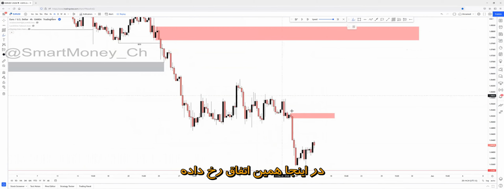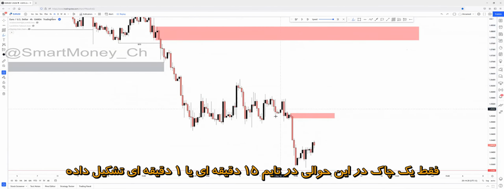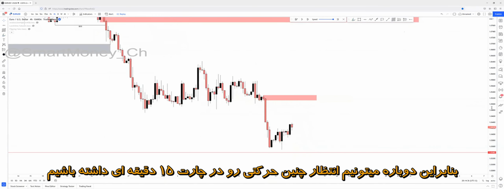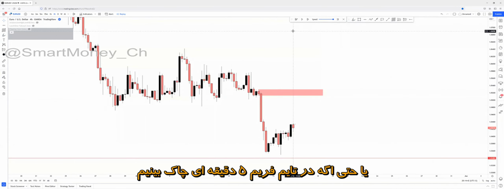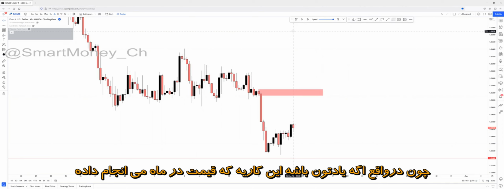Same happened right here also. There was no supply tap, there was no supply reaction right here, just a change of character somewhere around here on the 15-minute chart or the 1-minute chart, and price just blew to the downside once again and slapped the liquidity. So we can expect the same movement once again on the 15-minute chart, or even if price can change character on the 5-minute chart, and after that it changes character, for example, on the 1-minute chart too, then you'll be able to take a short continuation, because that's what we literally did in May.